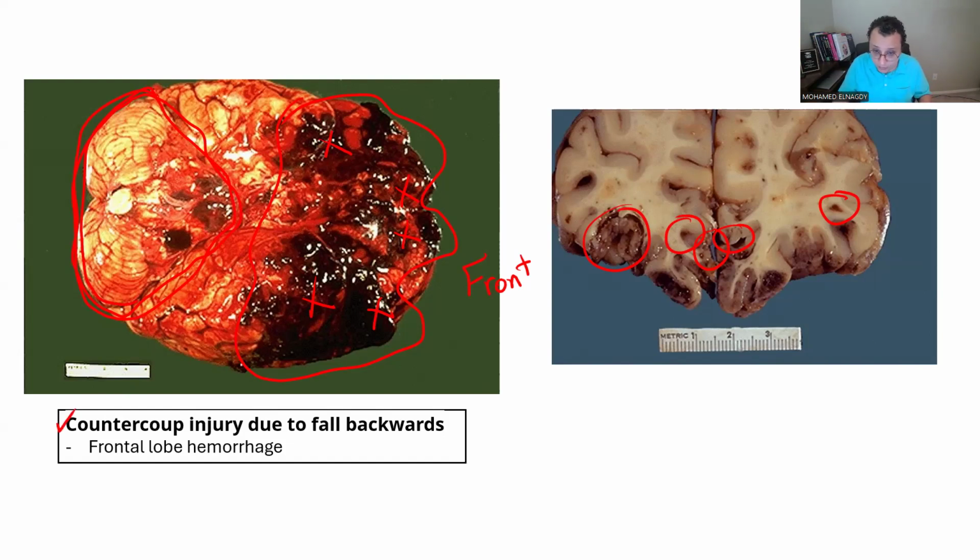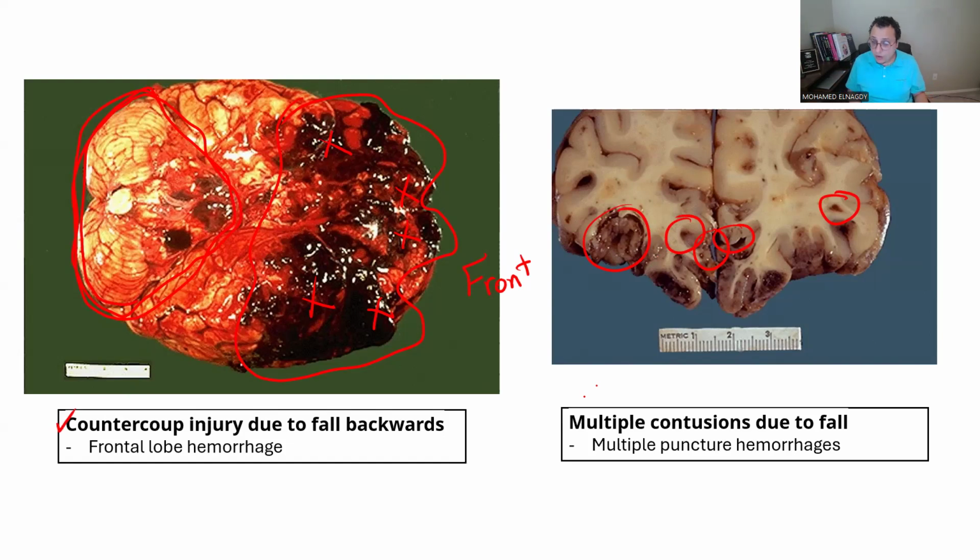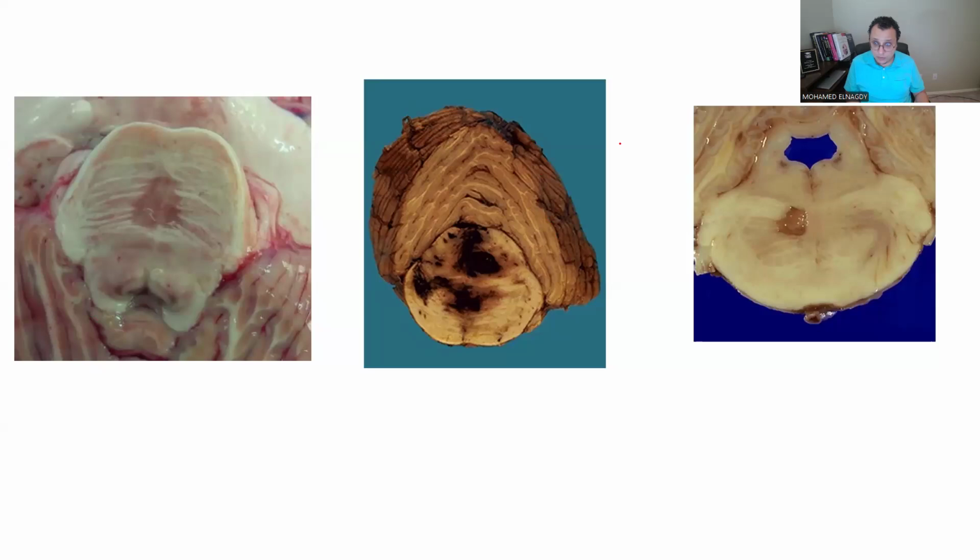This one also is multiple contusions. You see these contusions, 1, 2, here's 3, here's 4, 5, 6, 7. So these are multiple contusions, and this is usually due to a fall. This is multiple punctate hemorrhage that you need to identify. You might end up having these gross brain images in your exam, so you need to clearly identify these kinds of abnormalities. What do you see here?